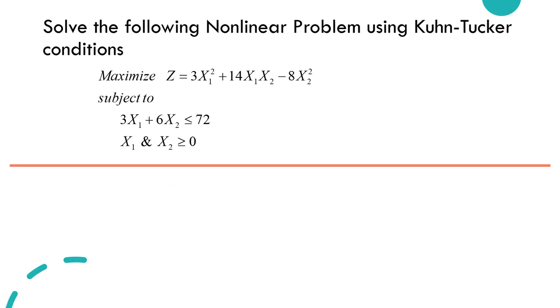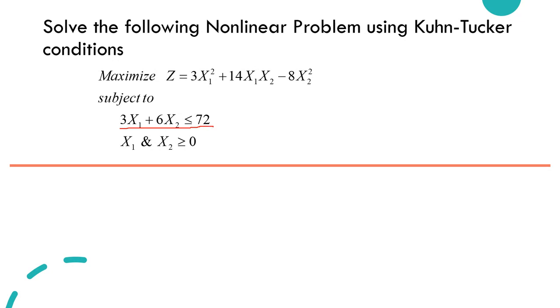Let us solve some problems using the Kuhn-Tucker method. The problem has the objective function: maximize z is equal to 3x1 square plus 14x1x2 minus 8x2 square, subject to one constraint, which is 3x1 plus 6x2 less than or equal to 72.